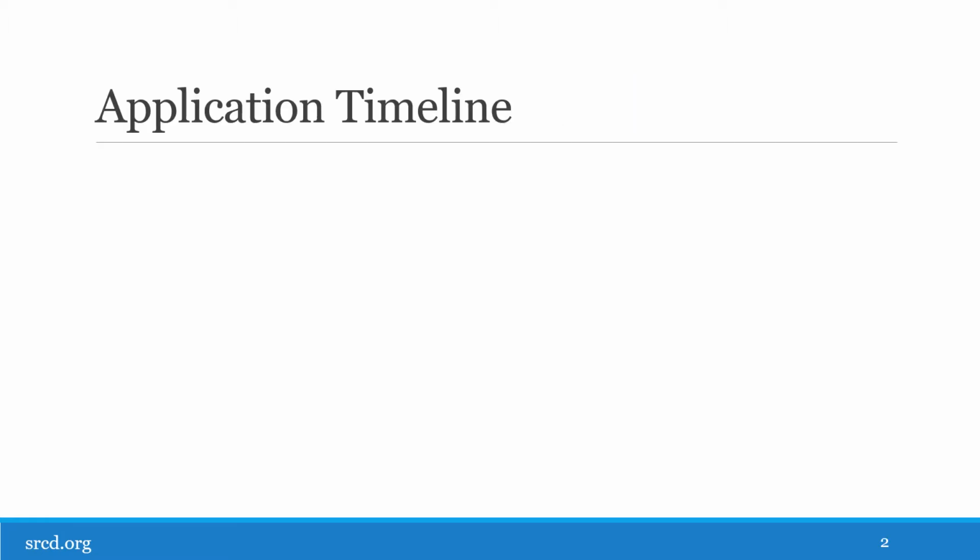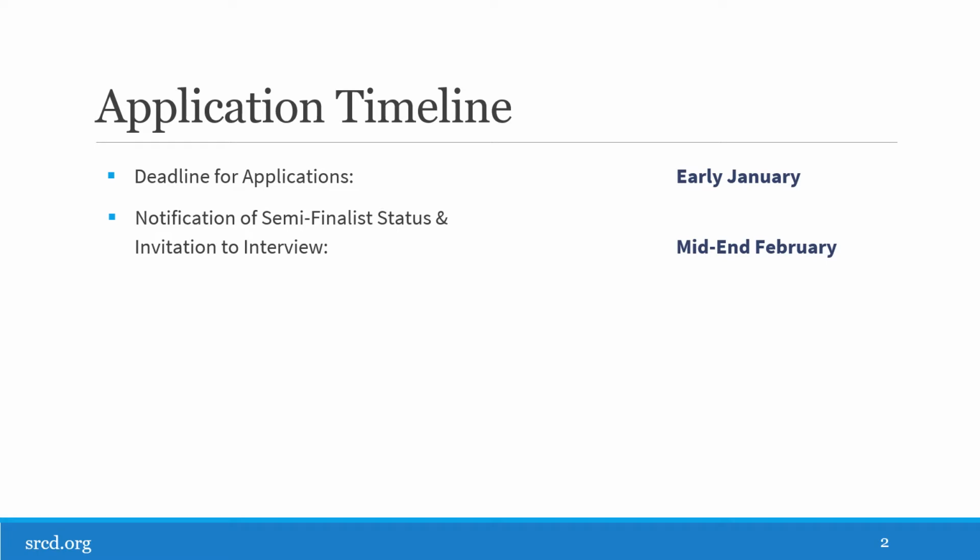Let's begin with an overview of the fellowship application process timeline. Please see SRCD's website for exact dates. This timeline applies to both types of fellowships, the executive branch and congressional branch. Deadlines for applications will be in early January. The notification of semifinalist status and invitation to interview will be in mid to end of February. Semifinalist interviews will be conducted in Washington, D.C. in mid to end of March.